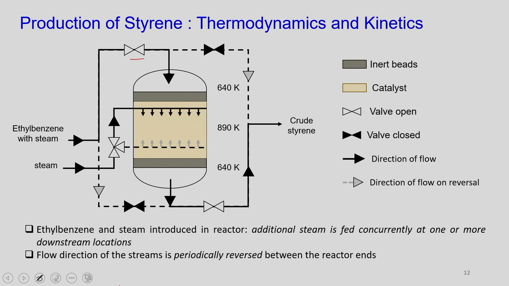So when you add steam here, what will it do? It will lower the partial pressure, and it will also increase the temperature. So the incoming ethyl benzene plus steam, when added, gets added here. So it has lower partial pressure as well as higher heat. So the reaction occurs, and it goes to almost 890 Kelvin at this end. As soon as it goes to 890 Kelvin at this end, you just reverse the flow.